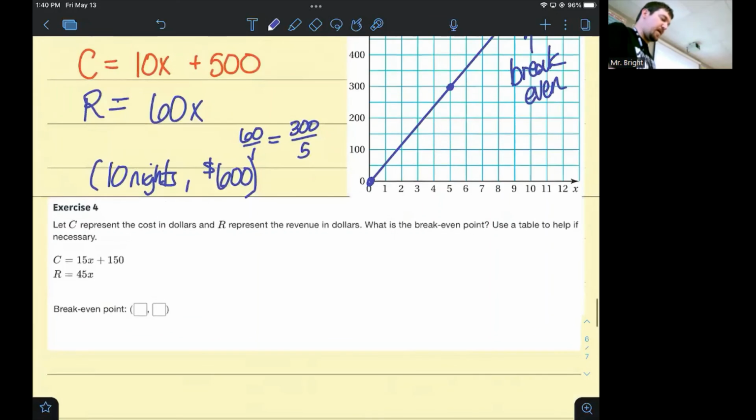We'll look at number 4 and you come back Monday. If you need more help, cost revenue, we got another example we'll look at. Have a great day.